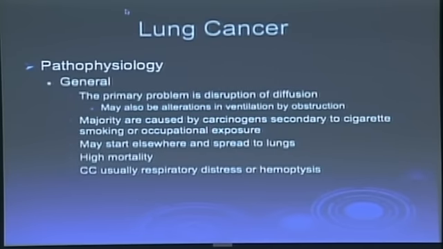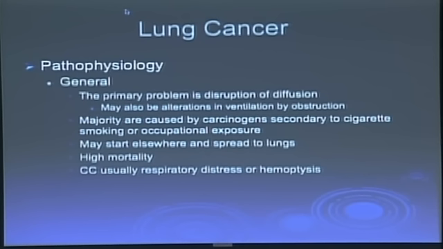Lung cancer: the main problem with lung cancer ultimately is disruption of diffusion. They may also have obstruction of bronchial segments due to the infiltration of the cancer. The majority of cancers are caused by carcinogens secondary to cigarette smoking or occupational exposure. Sometimes a lung cancer starts somewhere else and metastasizes, particularly true of things like ovarian cancers.